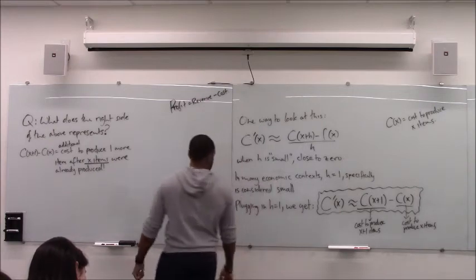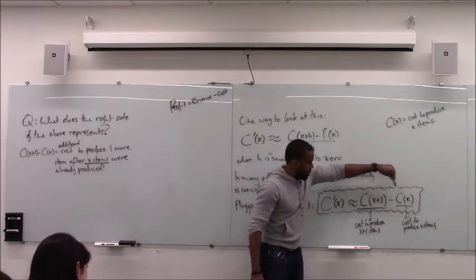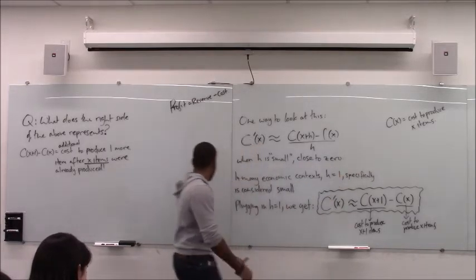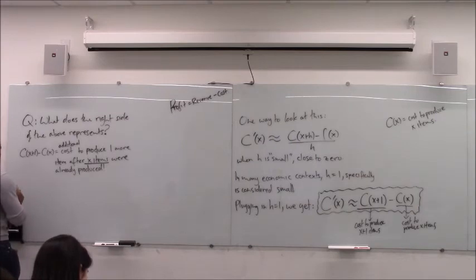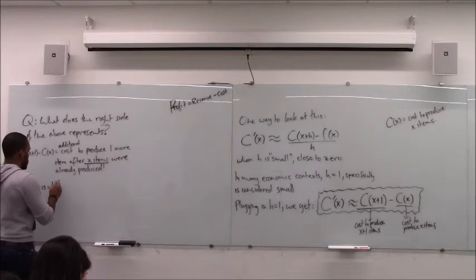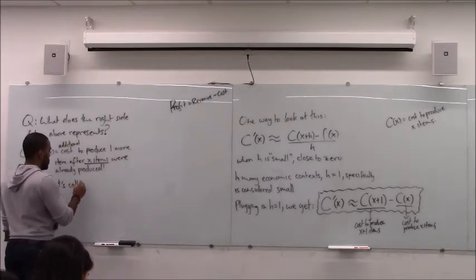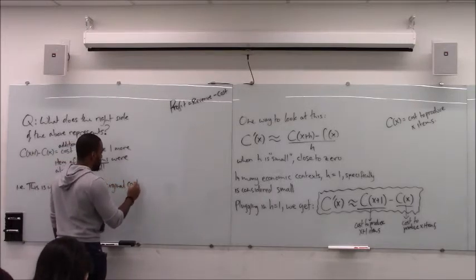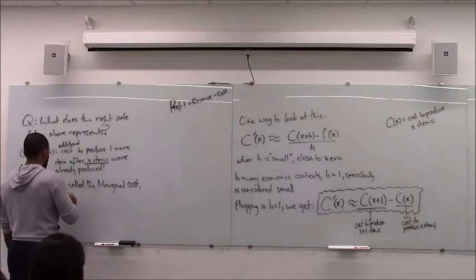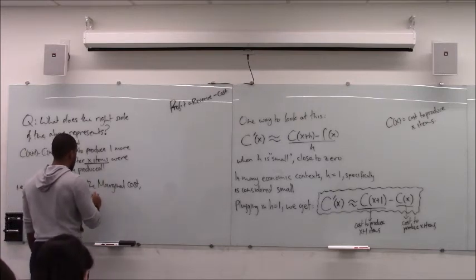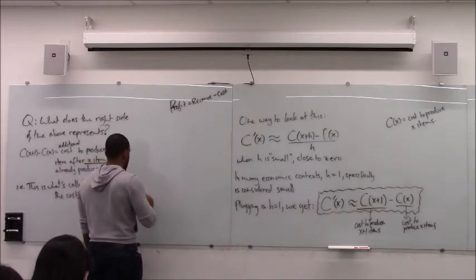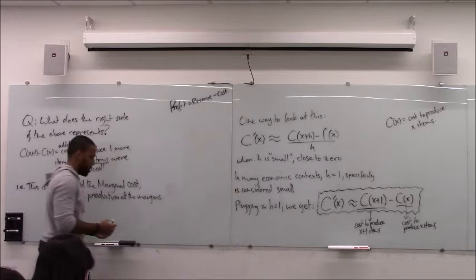And what you will notice here is that that thing is approximately equal to the derivative of the function, right? So, i.e., this is what's called the marginal cost of production at the margins, right? This would be the economics term, right?